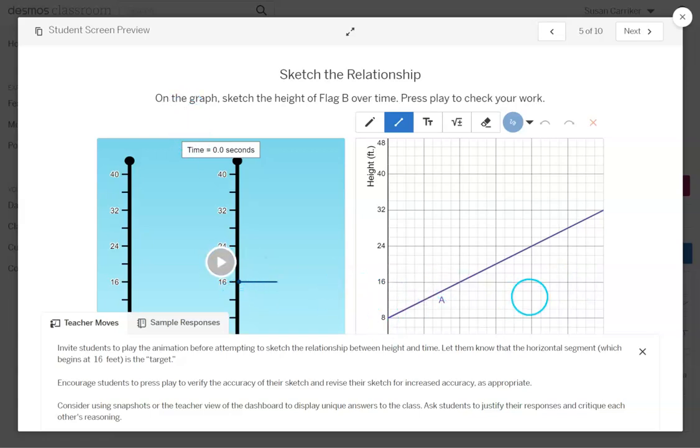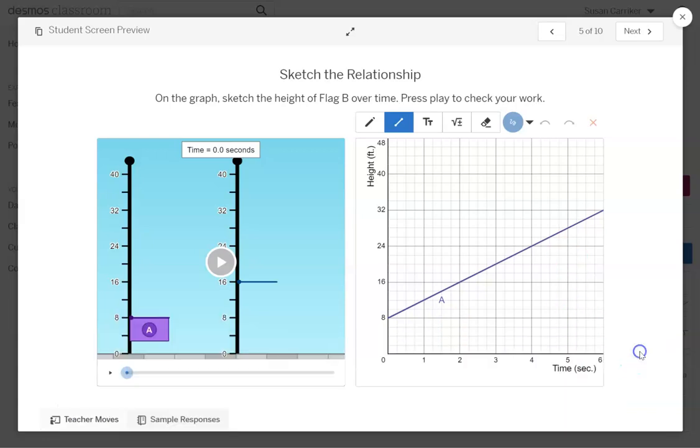Now this one, they're sketching a graph, so notice it's on the line tool. You definitely don't want to freehand this because it'll be very difficult to get it right. So our goal, let's say I just started at 8 and went up like this. I'm just going to do that and see what happens.